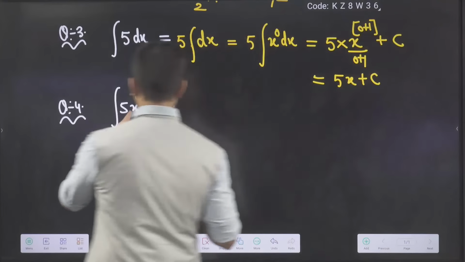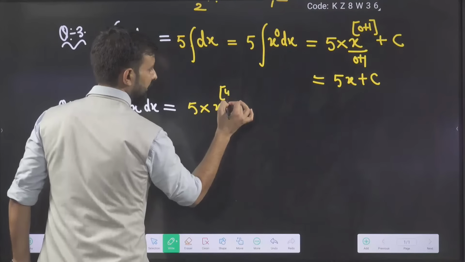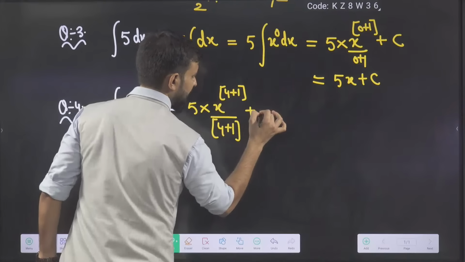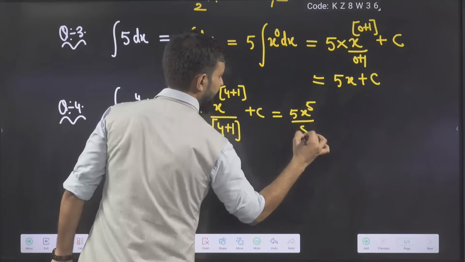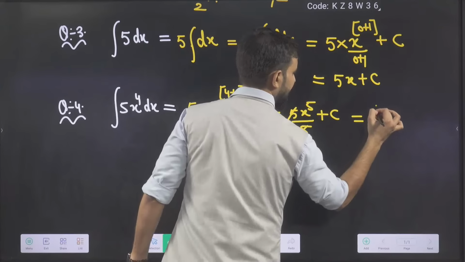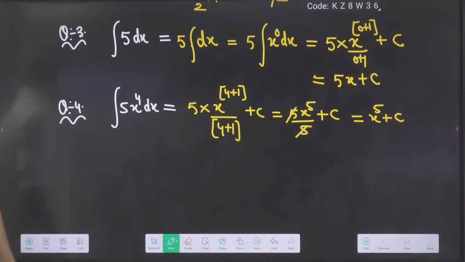Very good. So the answer will be 5 into x power 4. In the power I will add 1 and divide by the same 4 plus 1. So what is my answer? Answer will be 5x power 5 divided by 5, plus c. 5 cancels. Answer will be x power 5 plus c. Khatam. That much easy. Next.